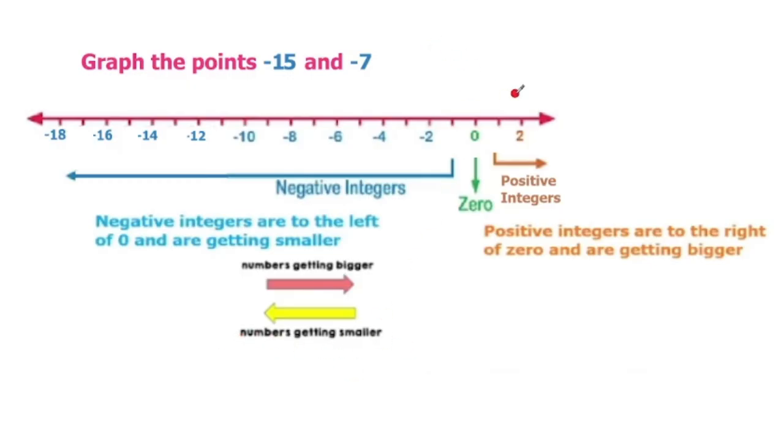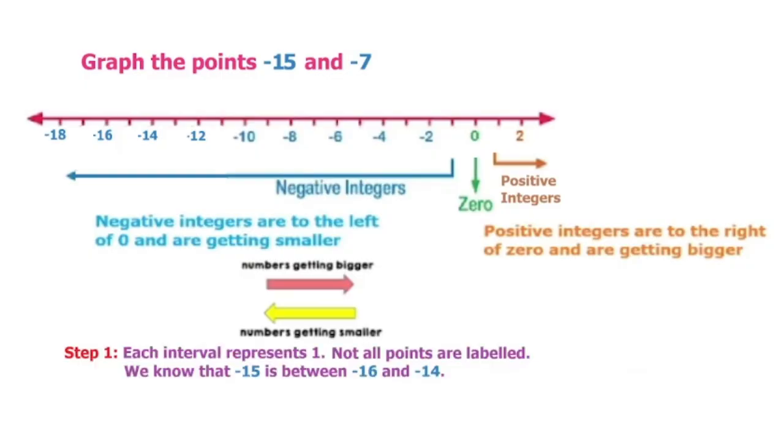So if you start here or here, it doesn't matter. But if you go this way on the number line, numbers are getting smaller. So these are bigger negative numbers. A bigger negative number is smaller than a smaller negative number. Okay? So minus 18 is more negative, so it's a smaller number than negative 10. Okay? Just something to remember.